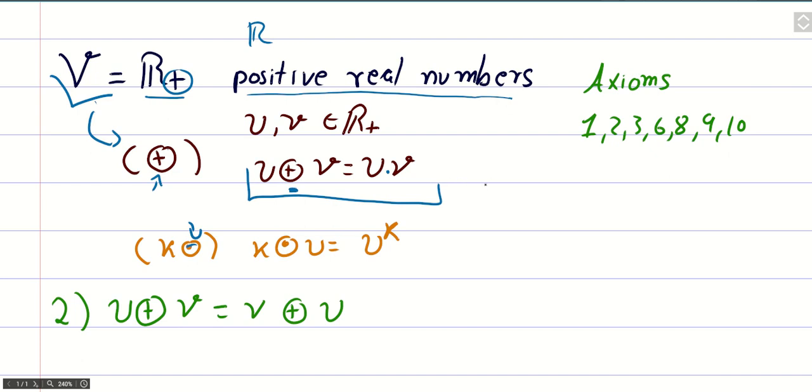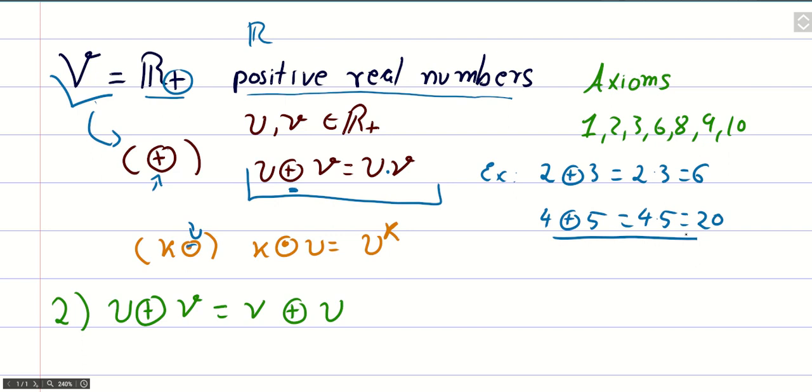So basically I'm going to put here an example to give you an idea. If I pick 2 plus 3, that actually means 2 times 3, which is equal to 6. And if I choose 4 plus 5, that actually means 4 times 5, which is equal to 20. So that's how the sum is defined on this space. Okay, so it's just a way to define the summation on a space.